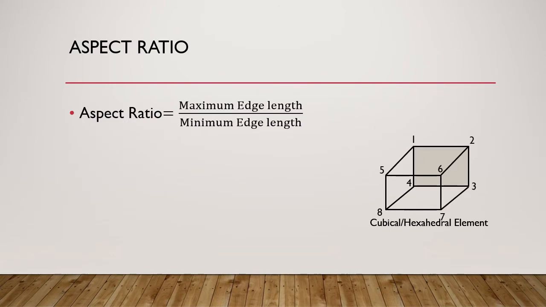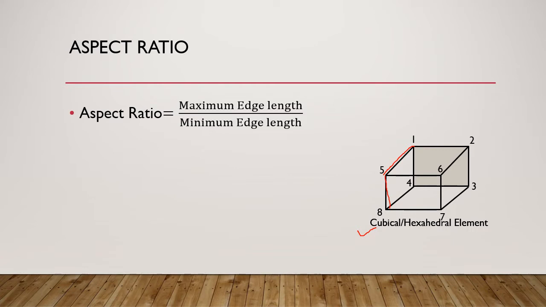Now the first one is aspect ratio. You take any element, let's say a hexahedral element. Now you measure the distance between your nodes, and you take the maximum distance to the minimum distance. This will turn out to be your aspect ratio, which is nothing but the maximum edge length to the minimum edge length of any element. This will give you aspect ratio. So this is fairly simple. There are no complications in that.